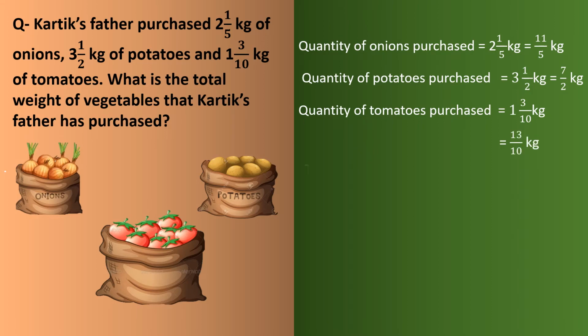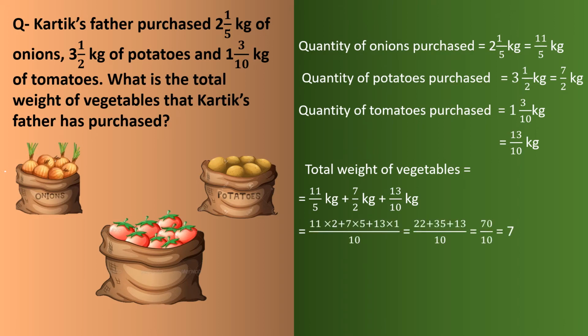Now we need to find out the total weight. So total weight means just add all these: onion, potatoes and tomatoes. Now here all denominators are different. It means we need to find out the LCM. So the LCM of 5, 2 and 10 is 10. Now we can easily solve this addition. Here the LCM is 10, that's why it is the denominator. So just write denominator 10.